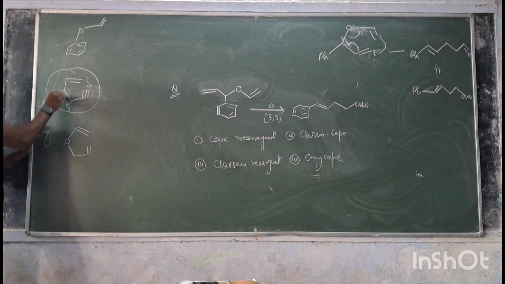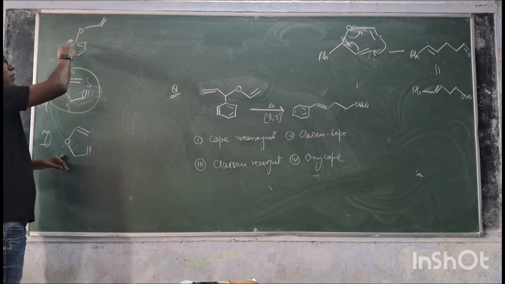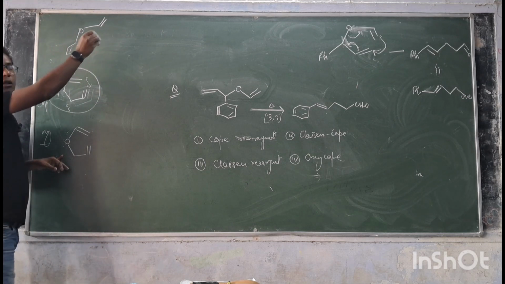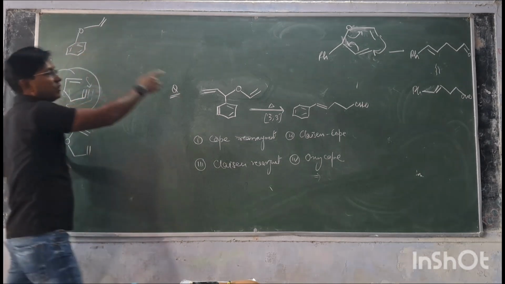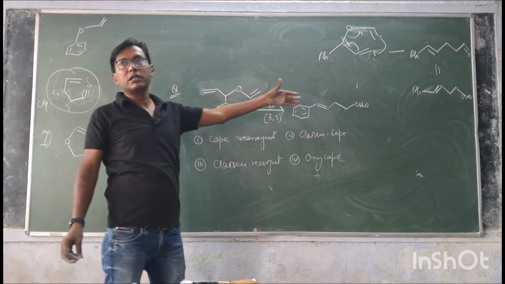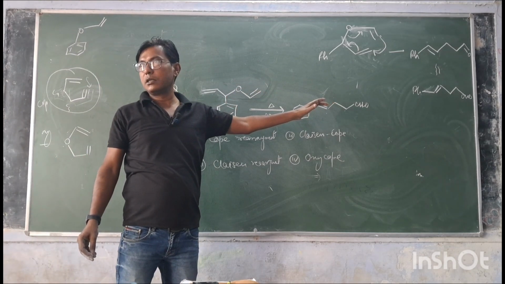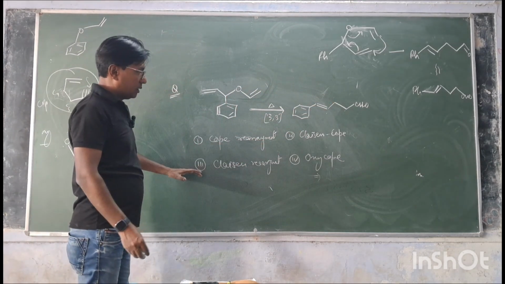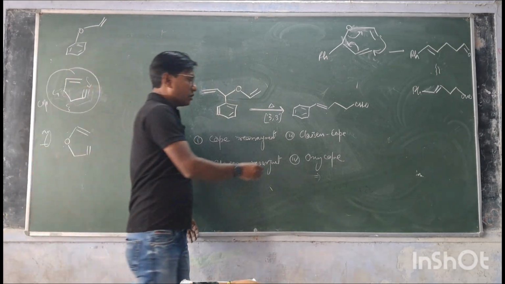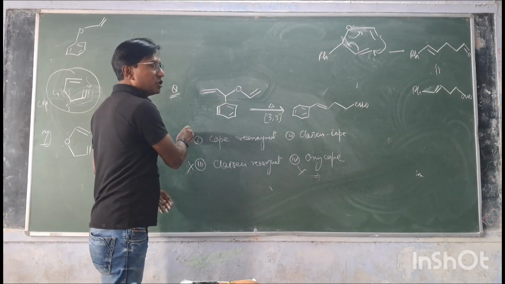But if at this position we have oxygen, then this is a Claisen rearrangement. Then in a simple Claisen rearrangement, we need to have a phenol. We have this group, so we can have a Claisen rearrangement over here. But since phenol is not the product, this Claisen rearrangement is of no use. Then oxy-Cope is of no use. Cope is of no use.